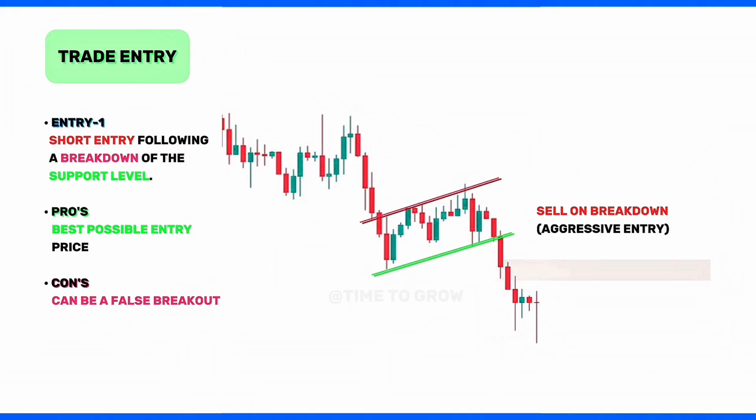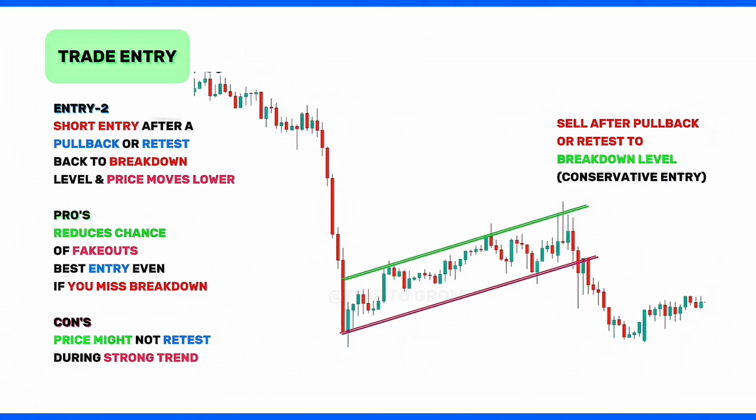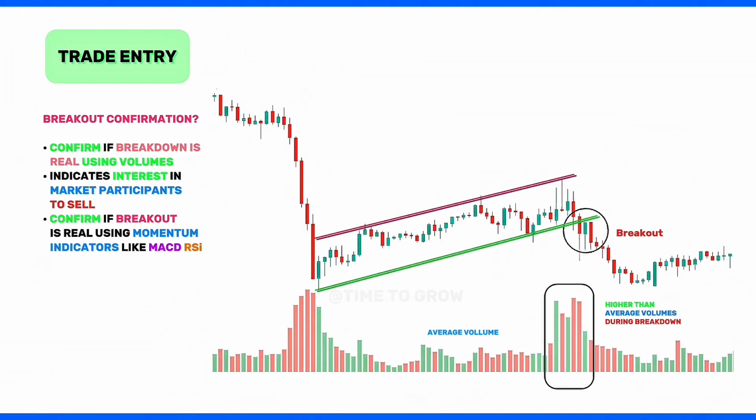But keep this in mind, if the breakout candle is too large, your entry will be at a much lower price, which negatively impacts your risk-to-reward ratio. In that case, another option is to wait for a pullback or a retest of the broken trend line before entering short. One important thing to understand: in a strong downtrend, price often does not pull back enough, and you may miss your entry. This is why you must define your own entry strategy and practice it across a large number of trades. To confirm whether a breakout is valid, always use momentum indicators like volume, MACD, or RSI.